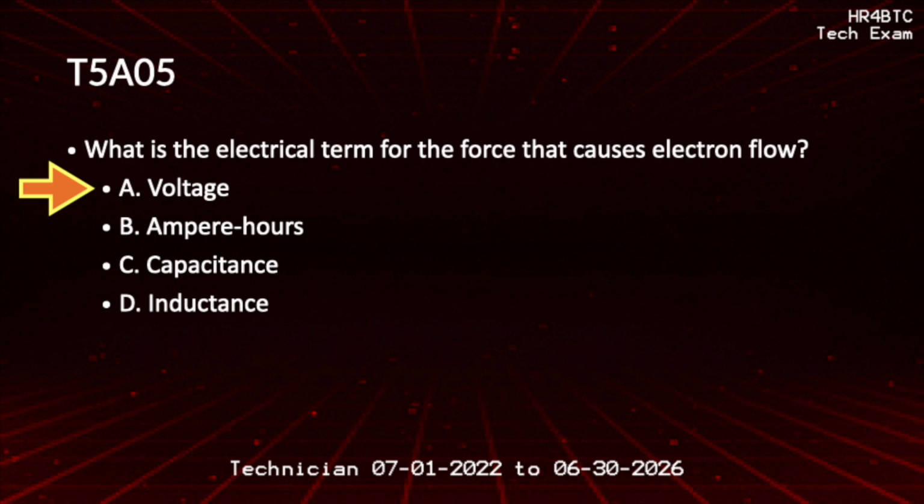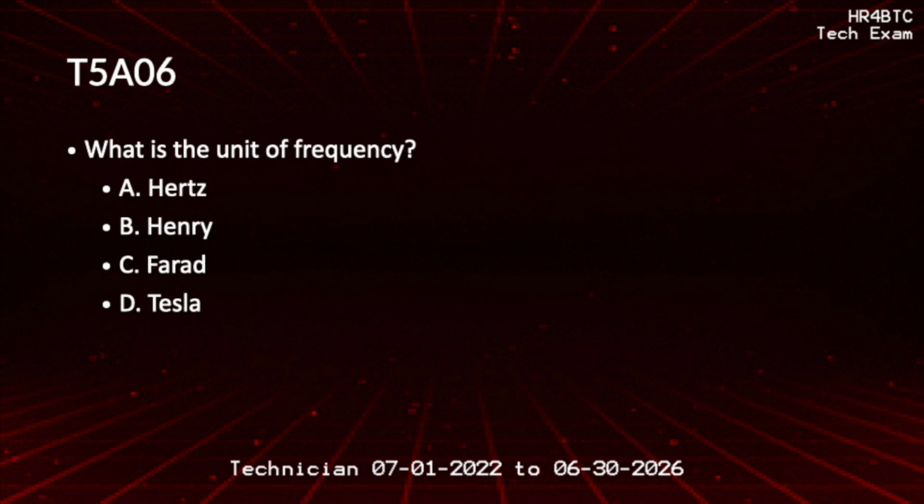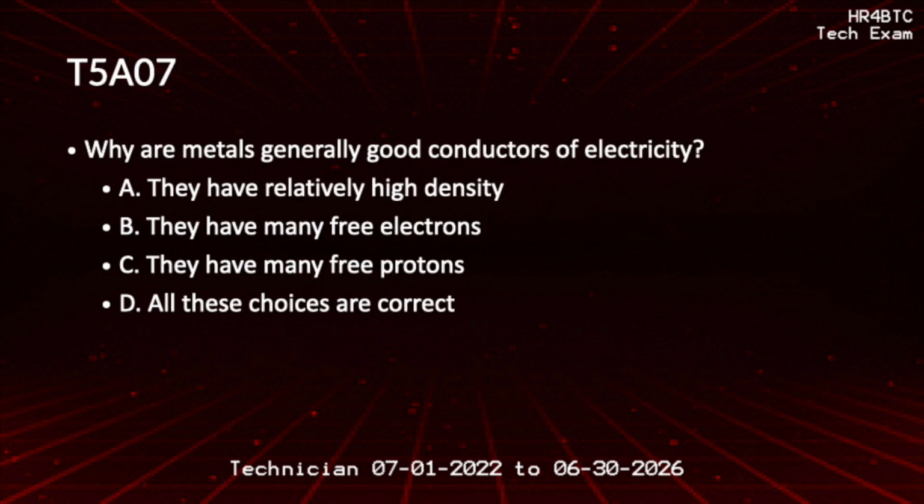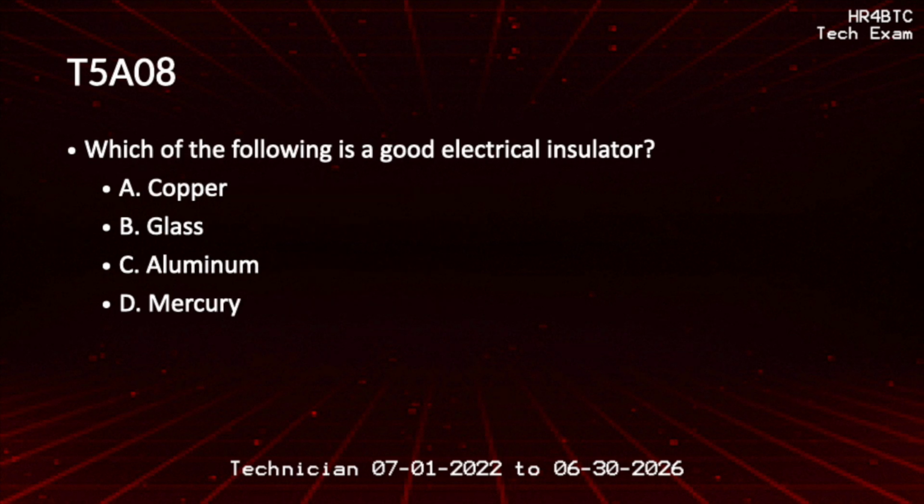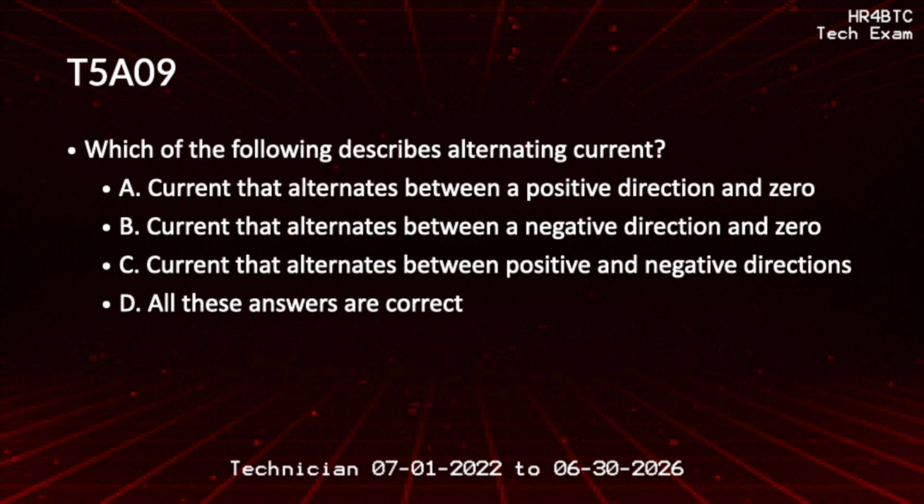What is the electrical term for the force that causes electron flow? Voltage. What is the unit of frequency? Hertz. Why are metals generally good conductors of electricity? They have many free electrons. Which of the following is a good electrical insulator? Glass. Which of the following describes alternating current? Current that alternates between positive and negative directions.